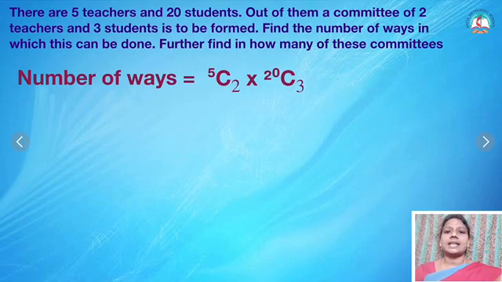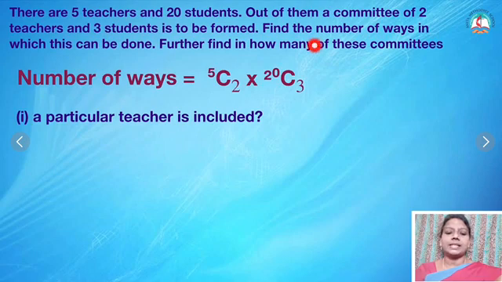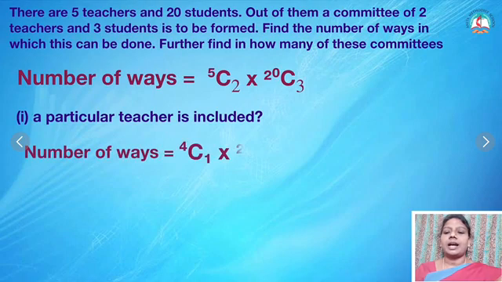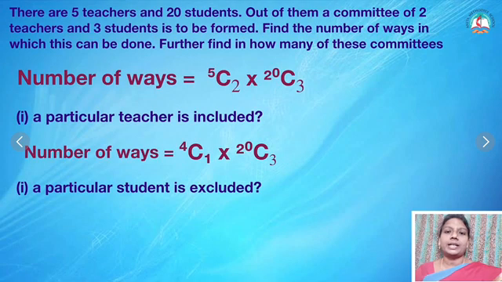So therefore, we are taking it like that. Now, further, find in how many of these committees a particular teacher is included. Already one teacher is selected. So how many teachers do we have to select? 2. So that means already 1 is selected, and I only have to select the remaining 1. Out of 5, I have already chosen 1. So from the remaining 4 teachers we have to select 1 teacher, and from 20 students we have to select 3 students.